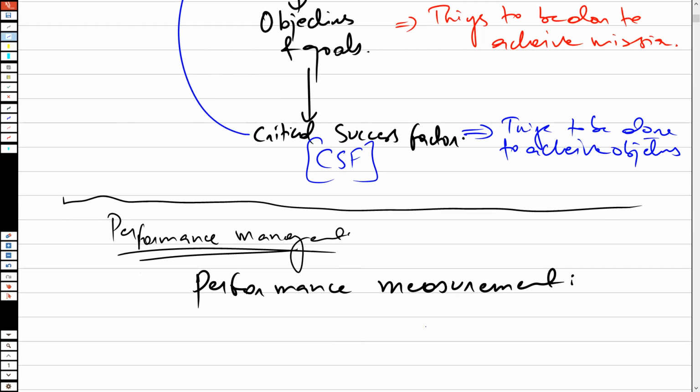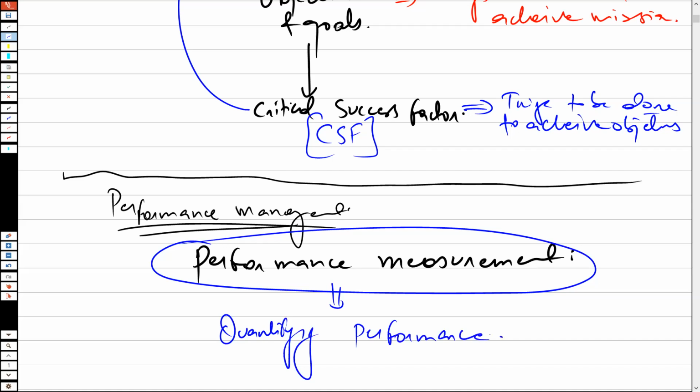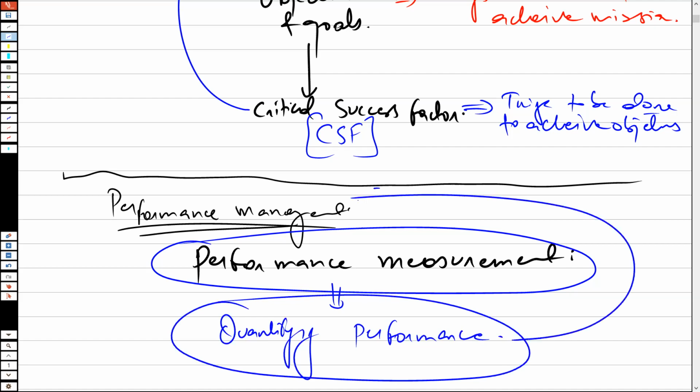Performance measurement actually means that you have to quantify the performance. Once we have quantified the performance, we take actions to improve it, to make it good, and to ensure that the performance remains constant. All of that is considered performance management.